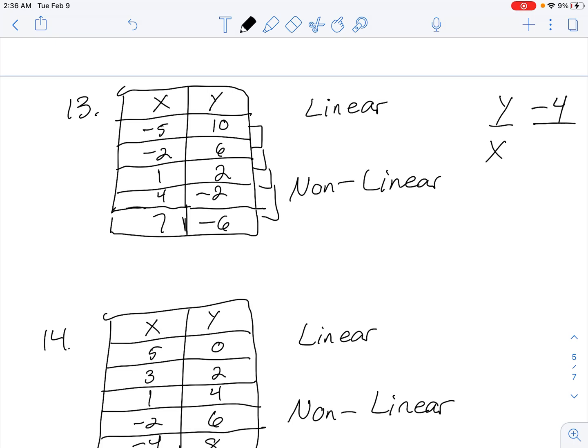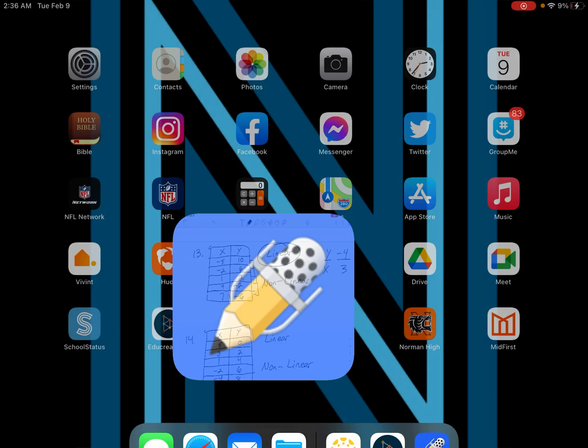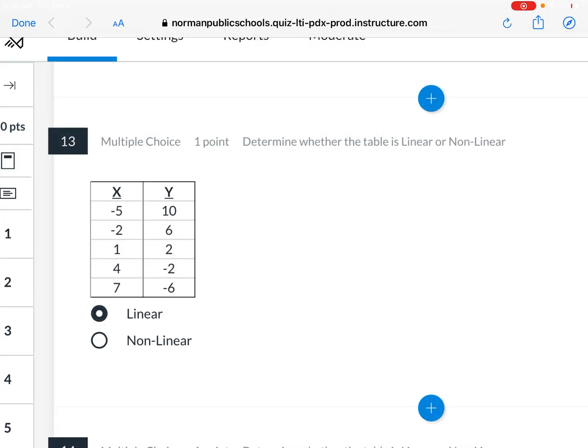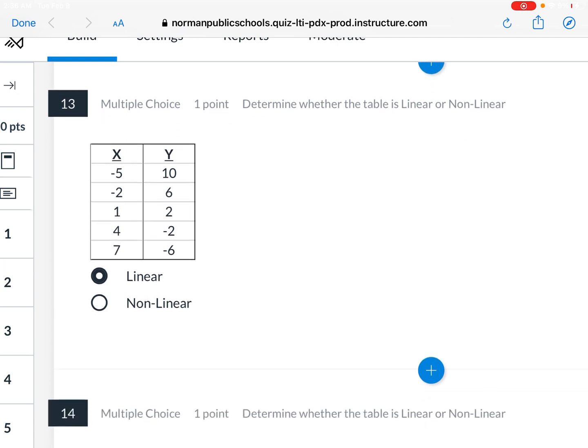All right, so that one's good. Go to the x's. So negative 5 to negative 2 is up 3. Negative 2 to 1 is also up 3. And then 1 to 4 is up 3. 4 to 7 is up 3. So negative 4 over 3, okay, number 13 should be linear.